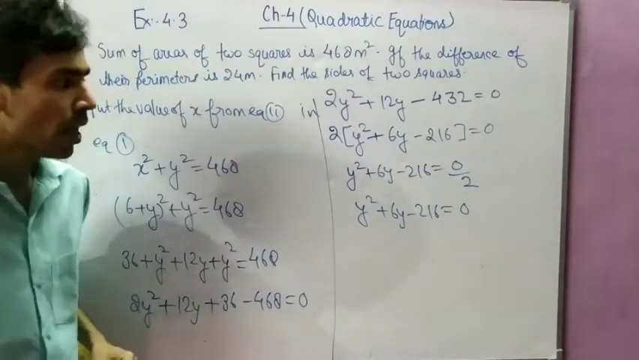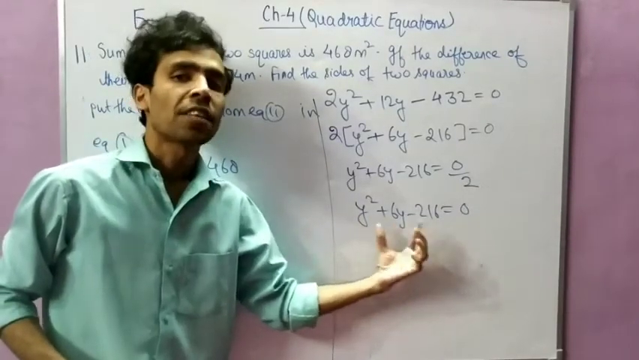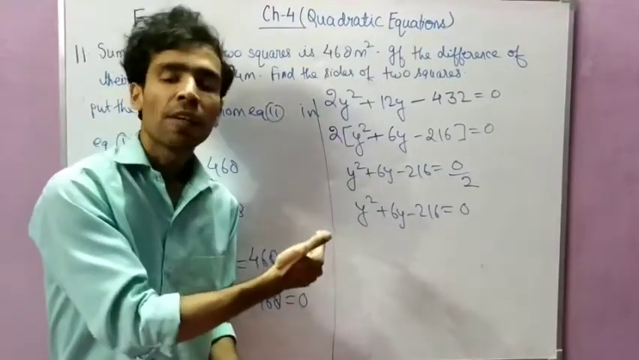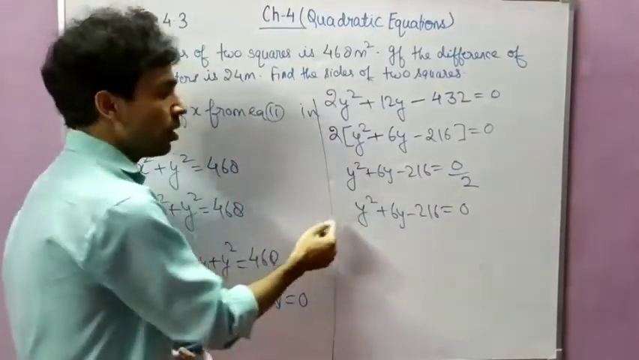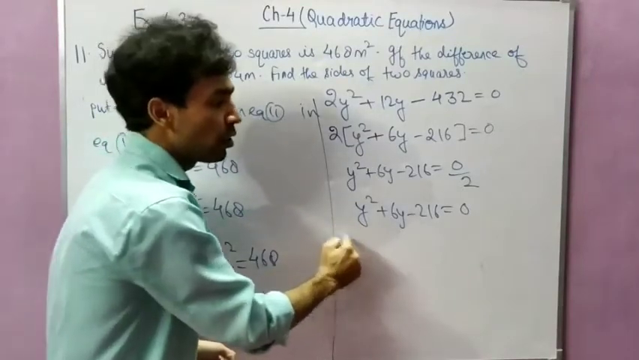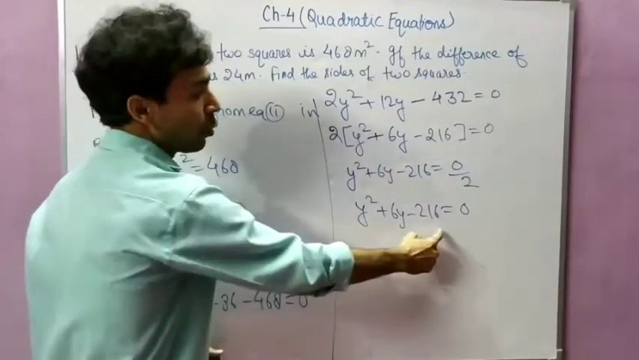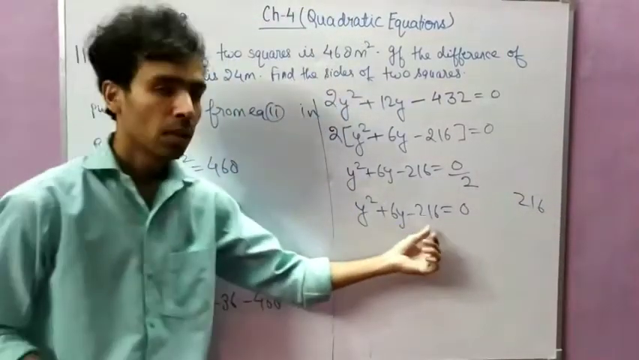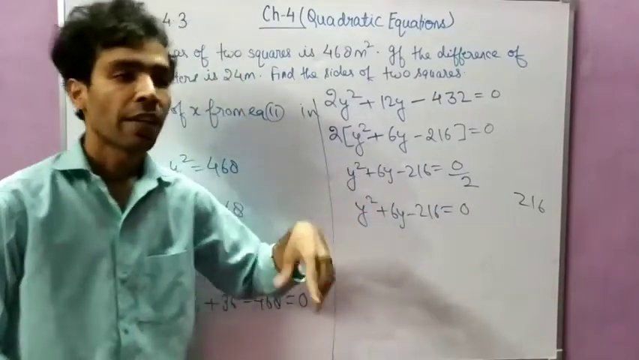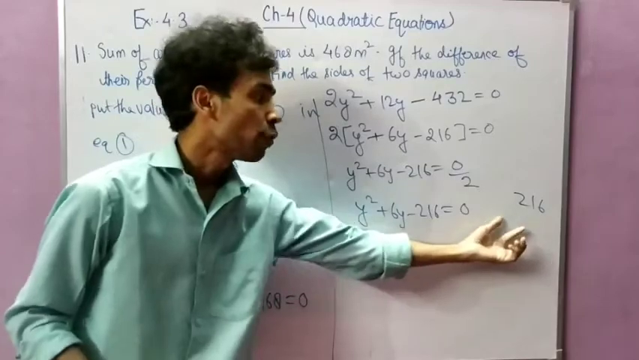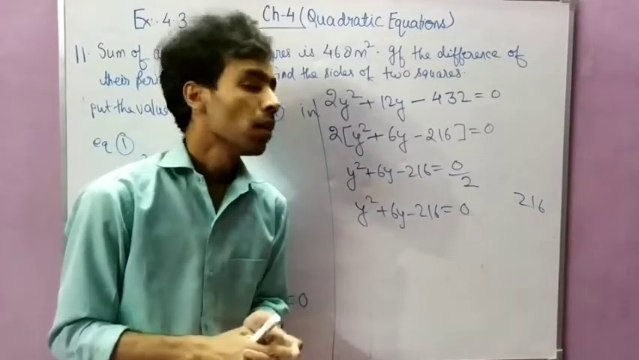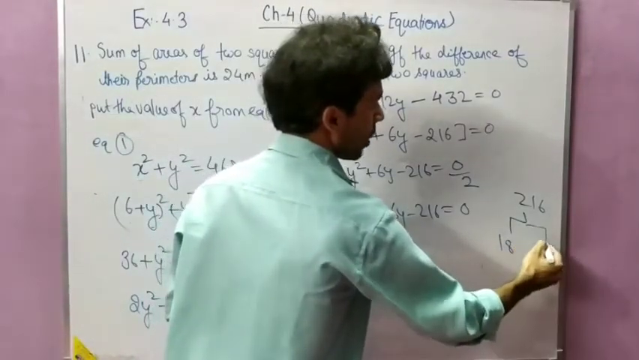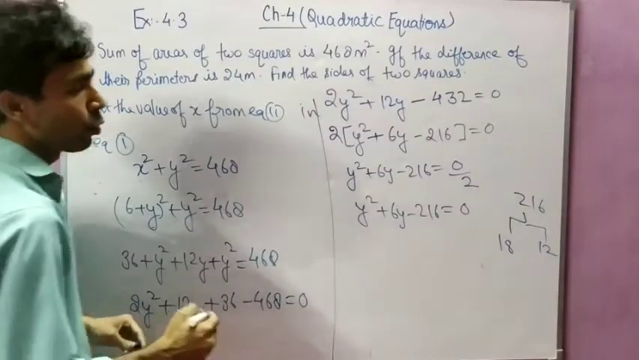Okay. Now we can solve it by the factorization method, the completing the square method, or the quadratic formula method. So I am doing it with the help of the factorization method. So what is the factorization method? Whatever is the coefficient of y square, that should be multiplied to the last term. So 1 into 216 will come 216. Now we will see the sign of the last term. The last term is negative. So whatever two factors of 216 we take, when we subtract them, it should come equal to 6, the middle term. So I think 18 and 12. Okay, so the two factors will be 18 and 12.